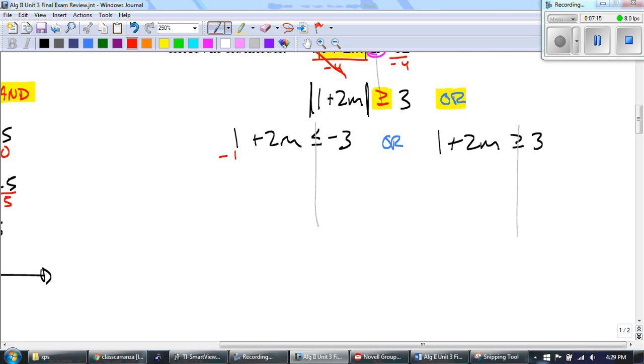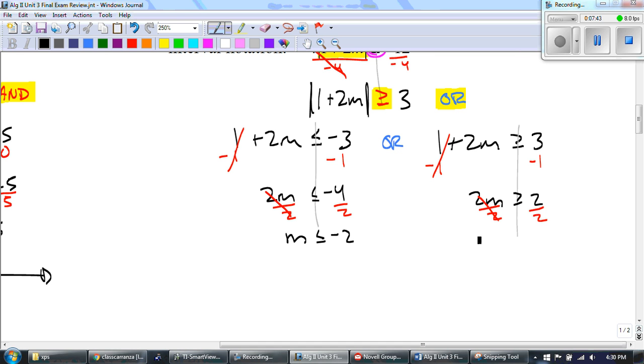And when I solve, I do each one individually. However, I'm doing the same steps to both sides. Did you notice that in number 1? When we were solving, we were doing the same thing. So we get -4 and 2. Then I need to divide both sides by 2. And we get m is less than or equal to -2. M is greater than or equal to 1. And there's my OR statement, okay?